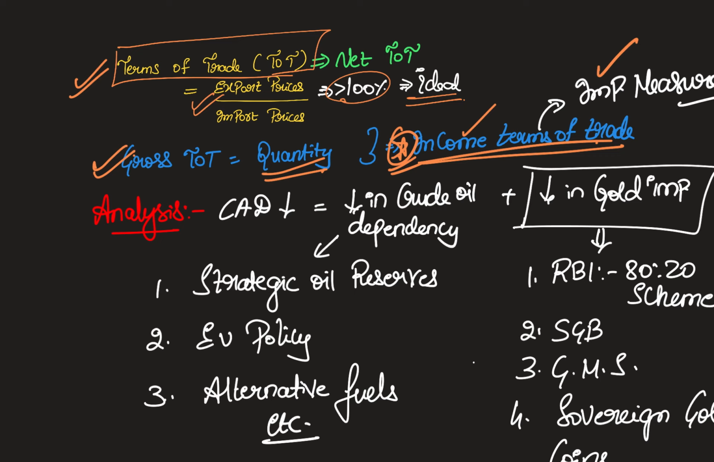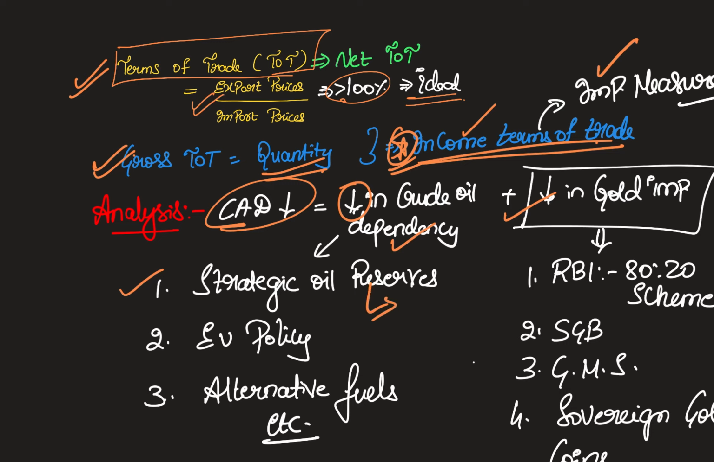What is the analysis? We already know all these points. The current account deficit is because of crude oil dependency, and we have to focus on reducing our gold imports. So what did the government do to reduce this dependency on crude oil? Strategic oil reserves. I've made a separate video on this.